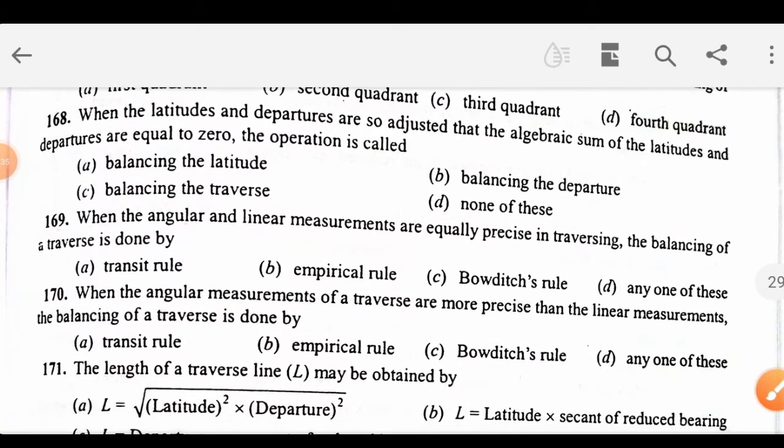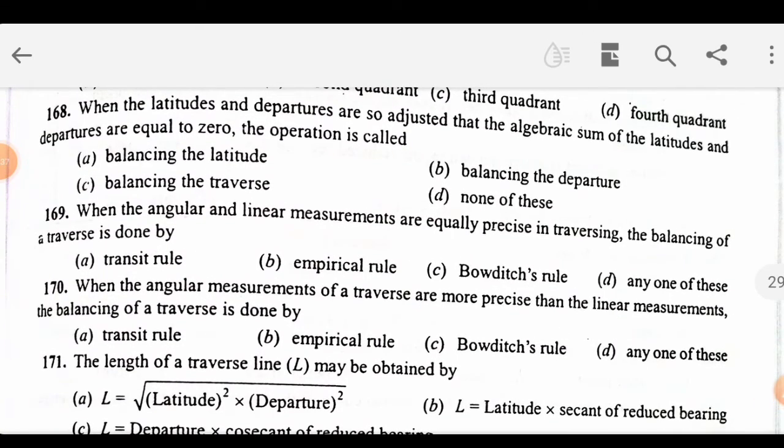Question number 168. When the latitude and departures are so adjusted that the algebraic sum of the latitude and departures are equal to 0, the operation is called balancing the traverse. Correct answer C.